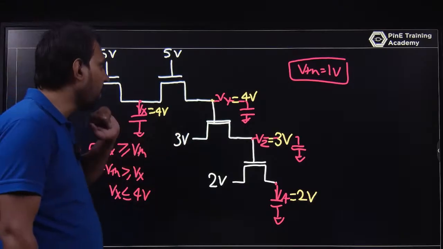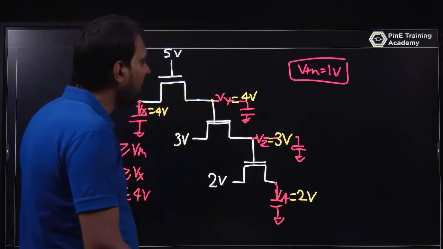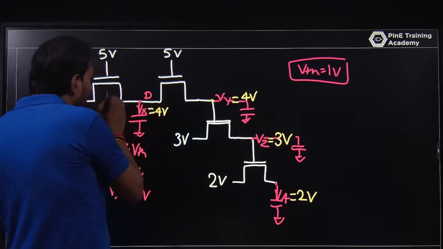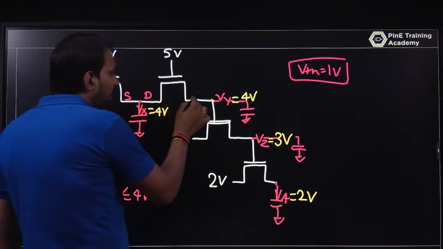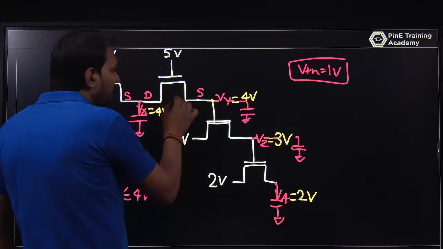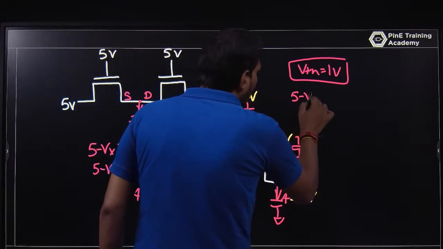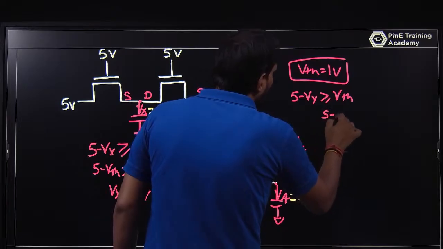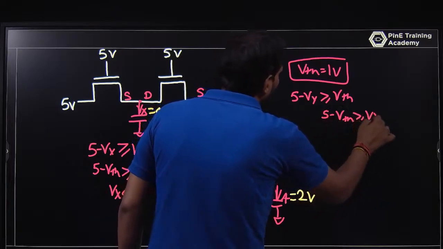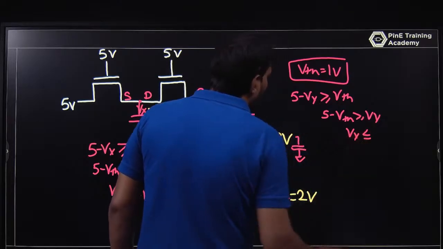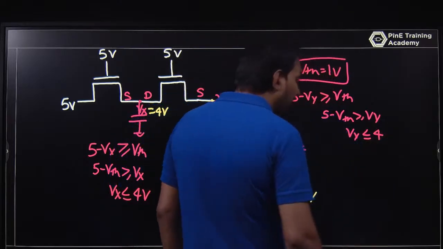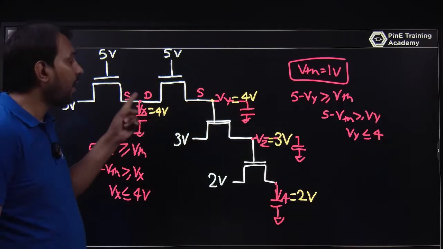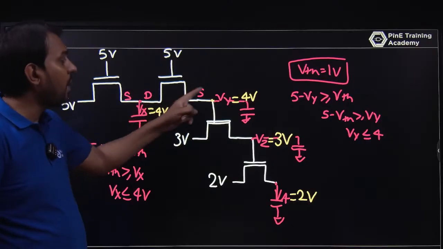Let's talk about Vy. So 5 minus Vy, the gate to source voltage, because this is a drain voltage here. For this MOSFET this is a drain, for the next MOSFET this is a source. And 5 minus Vy is greater than or equal to Vth. So 5 minus Vth is greater than or equal to Vy. So Vy is less than or equal to 4 volt. So Vy can be 4 volt if the drain allows, and the drain has a maximum voltage 4, so it can be 4 volt.